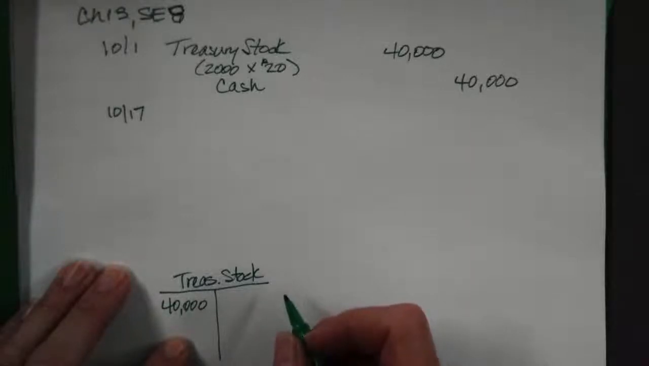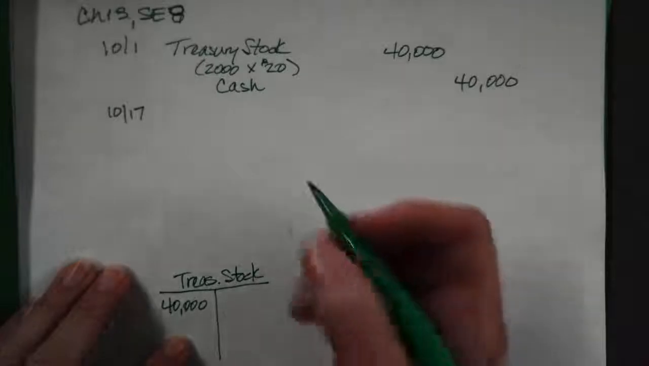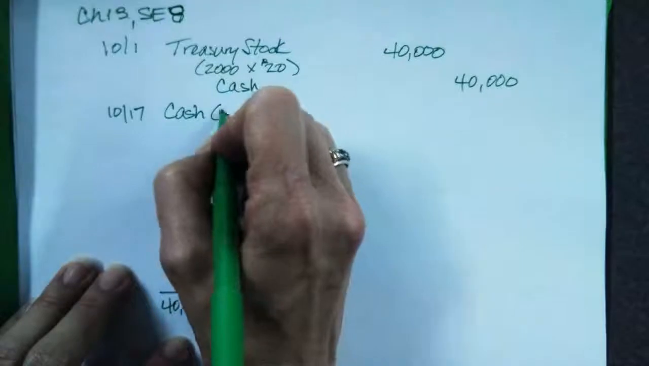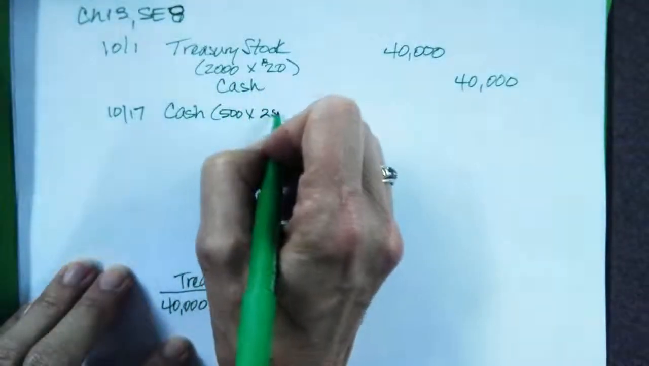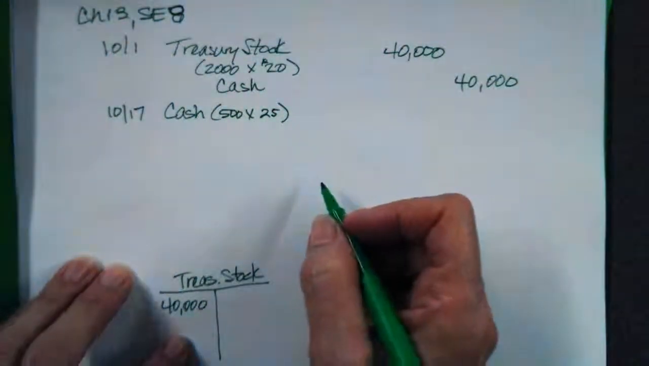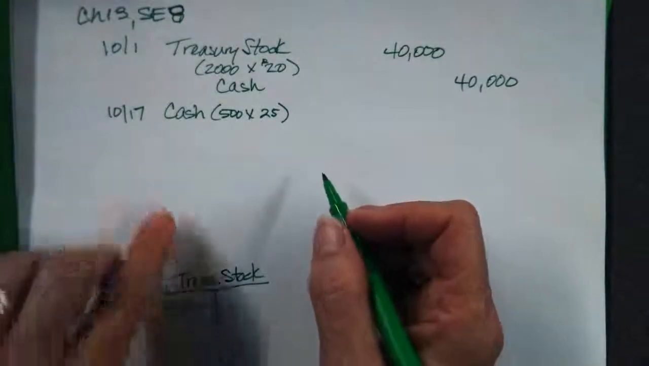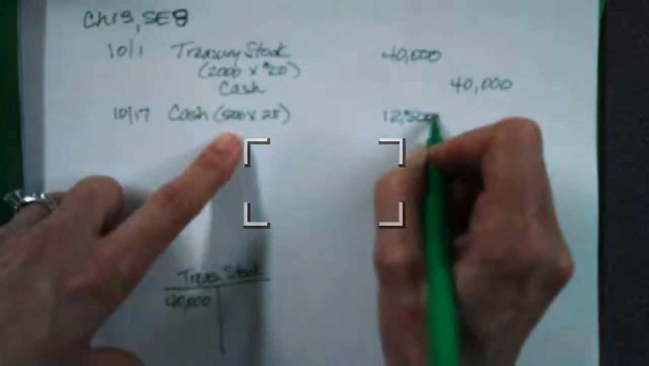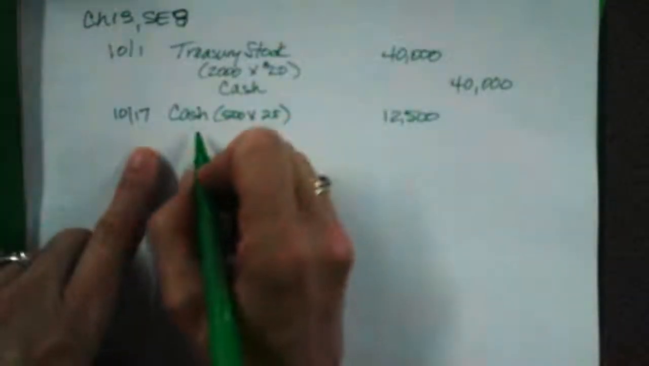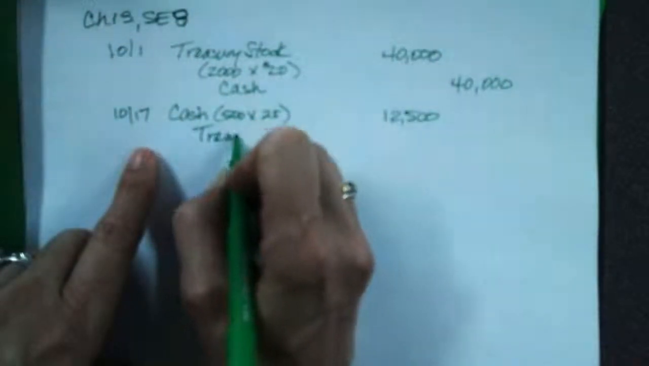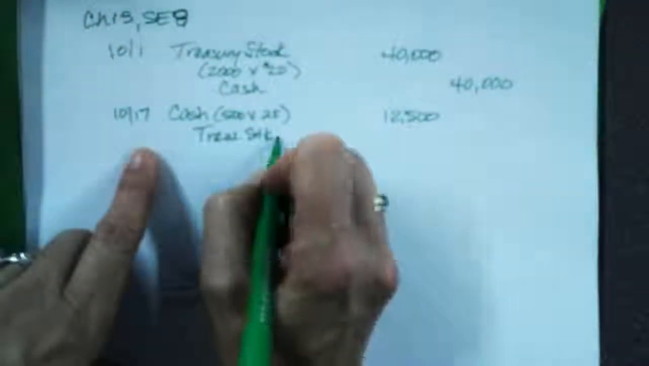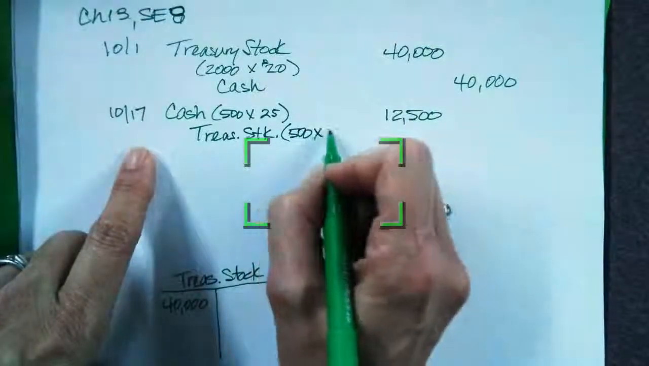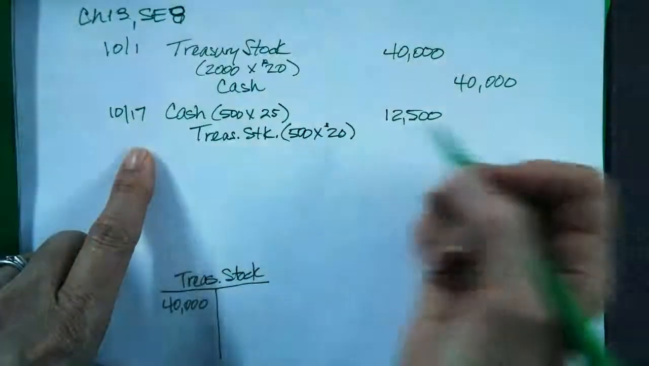Okay, so we sold 500 shares of treasury stock for $25 a share. So we're actually going to get cash for 500 shares at $25 a share. So 5 times 25, 125, so that's $12,500 in cash we're getting, right? We are going to credit the treasury stock account for what we paid for the stock. 500 shares at $20 a share.